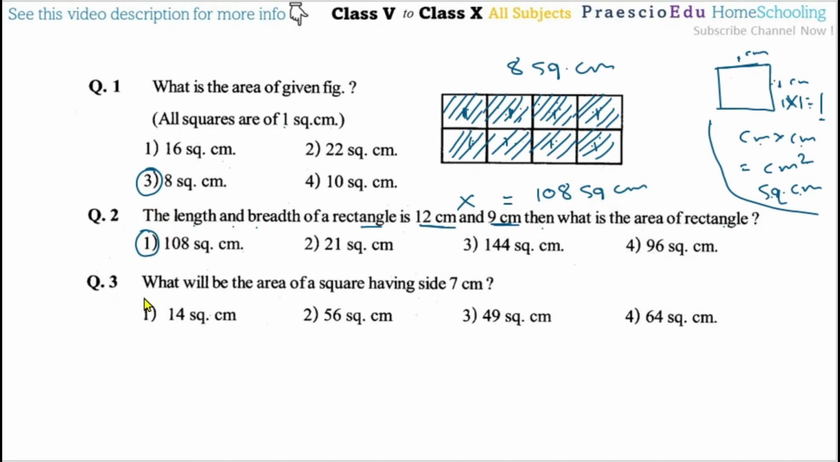Now, question number 3, what will be the area of a square having side 7 centimeter? Now, this is a square, means all the sides are 7, means equal. Okay, and we know the length is the same as the breadth, so we will say side square, or we can say side multiplied by side. So as we know, 7 square is 49, and the unit is centimeter, means square centimeter. Okay, so this is given in option number 3.